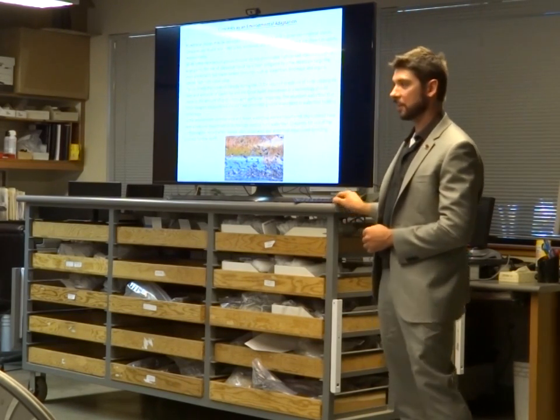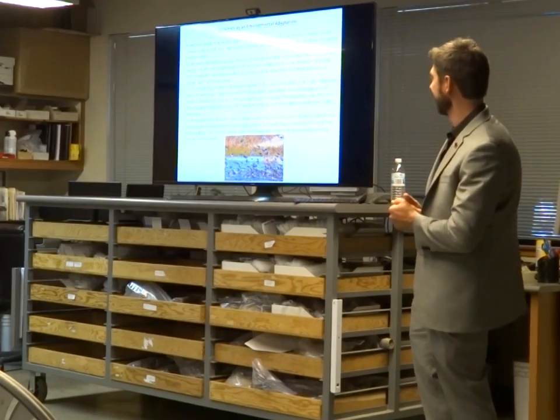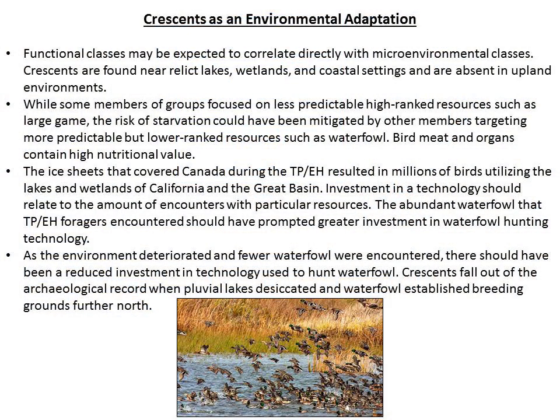So, to drop a little Dunnell on you guys, functional classes may be expected to correlate directly with microenvironmental classes. Since crescents are always found near relic lakes, wetlands, and coastal settings, and are absent in upland environments, we should expect their function to be related to processing or procuring wetland resources. While some members of groups focused on less predictable, higher-ranked resources such as large game, risk of starvation could be mitigated by other members of the group focusing on more predictable, lower-ranked resources such as waterfowl.